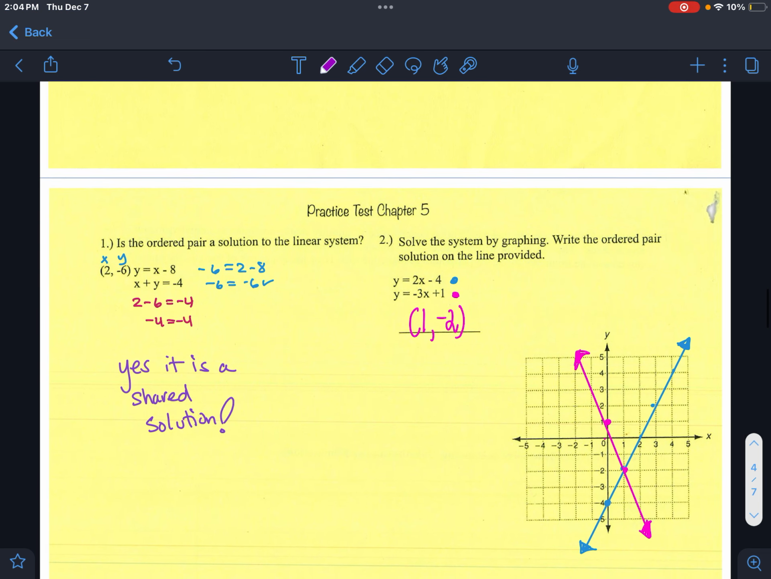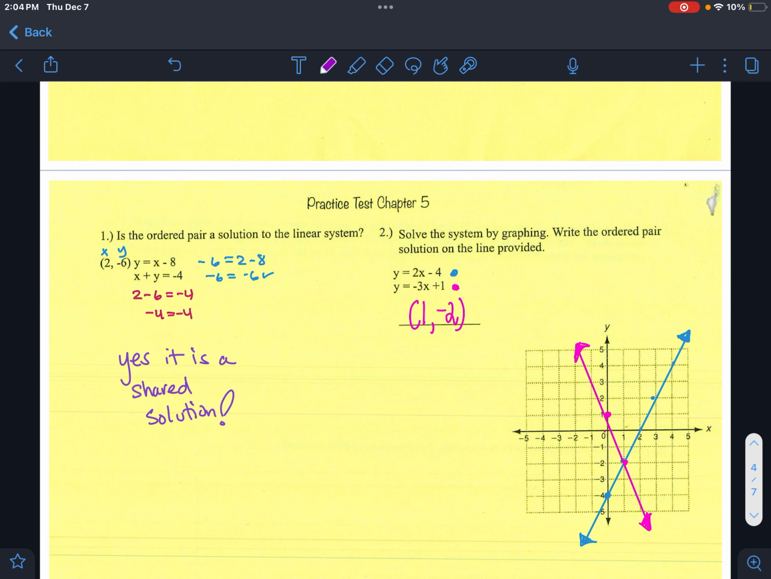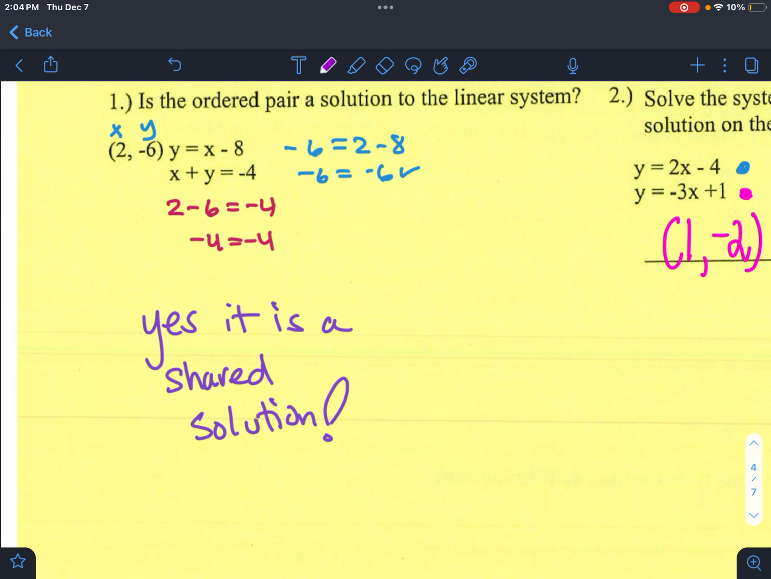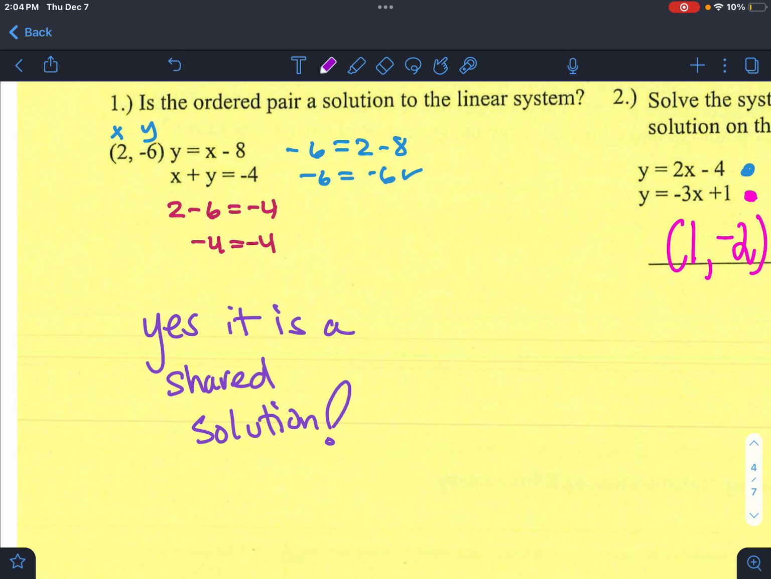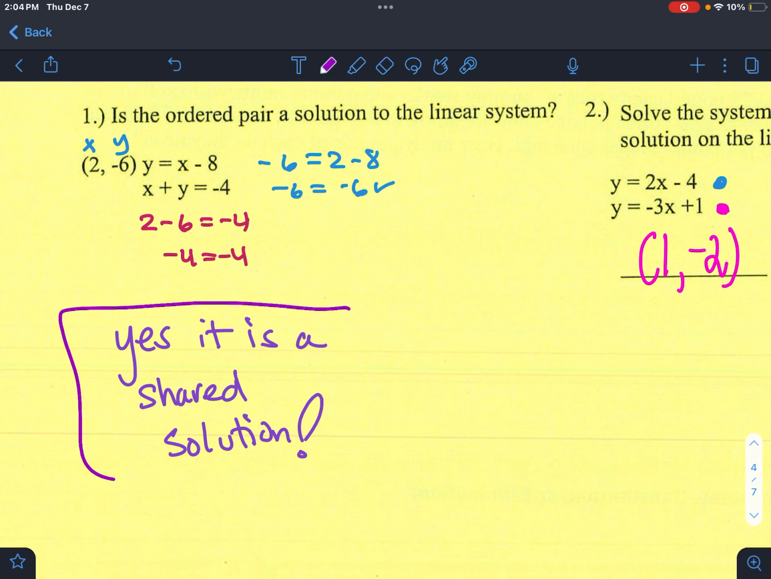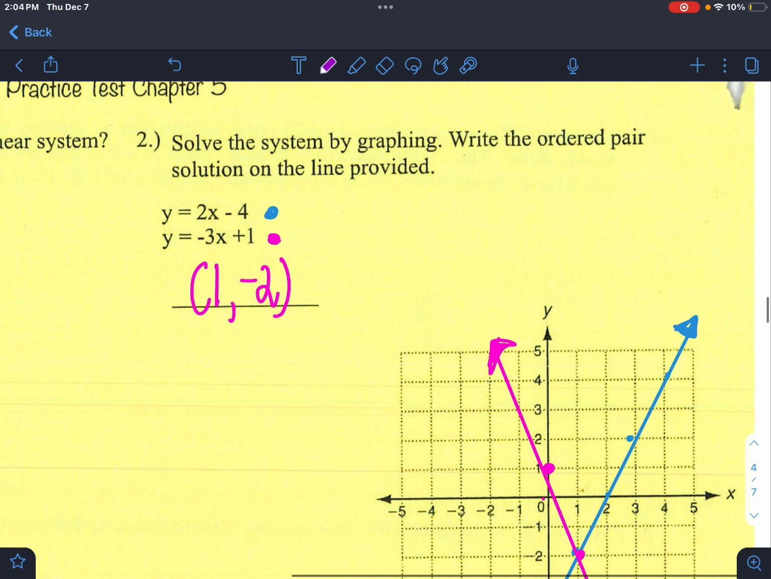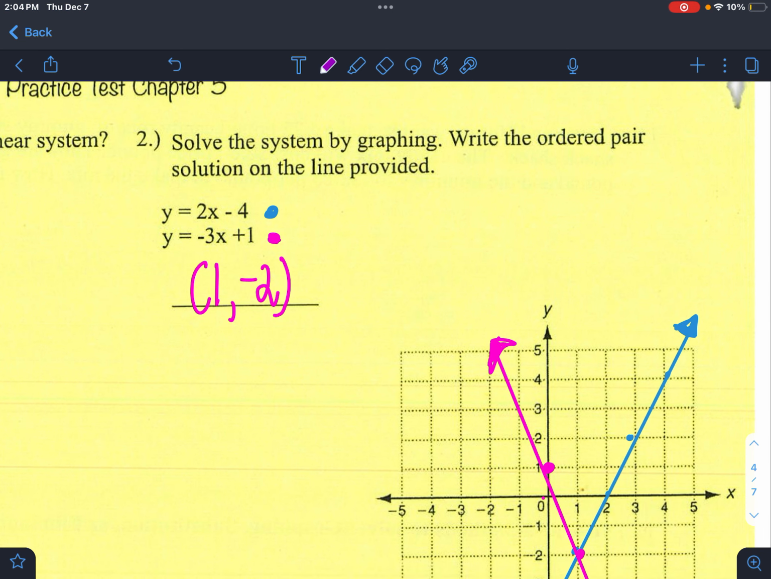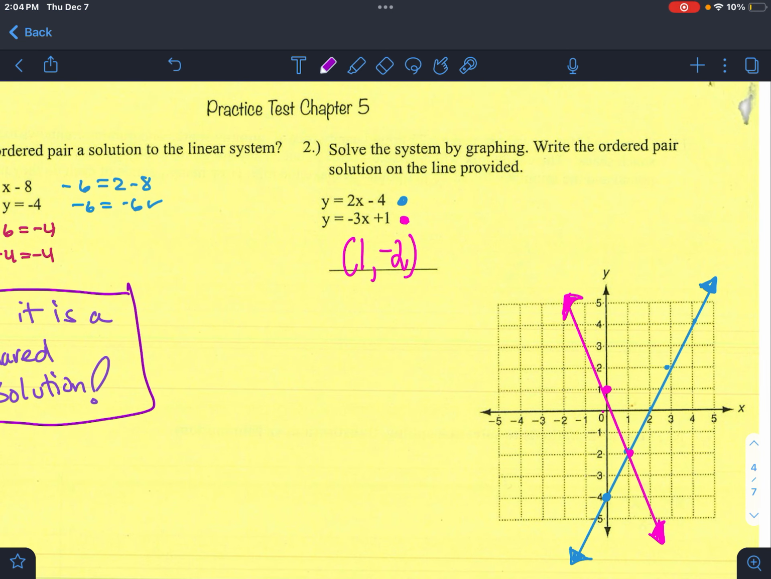Now to the practice test. On number 1, it asked us to check to see if it was a shared solution. And when I substitute it in, I can see that it works for the first and second equation. So yes, it is a shared solution. On number 2, I solved by graphing. So I graphed my first equation in blue and my second equation in pink. This is just like the one on the study guide, getting my one shared solution of 1, -2.